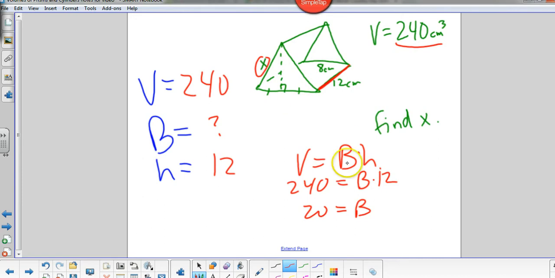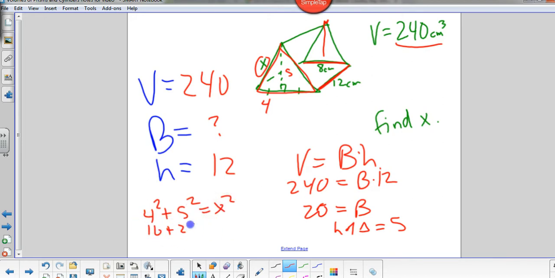So that means the triangle itself has an area of 20, which means that 8 times this height has to be 40. So the height of the triangle is 5. And if this is a 5, a 4, and this is x, I said this is 4 because it's half of 8. You see we've got a right triangle here. So 4 squared plus 5 squared equals x squared. And so x is going to equal plus or minus, but we can disregard the minus one, root 41. And that would be the hypotenuse there of the triangle.